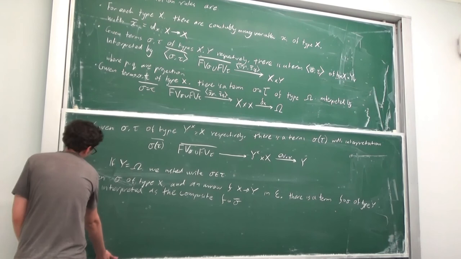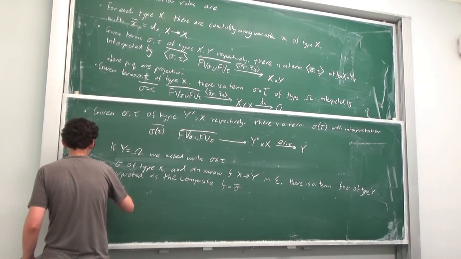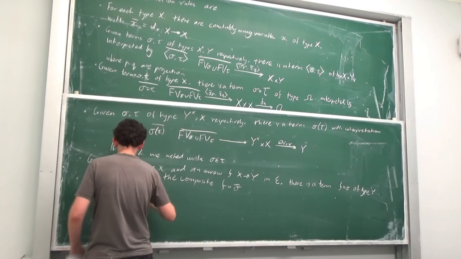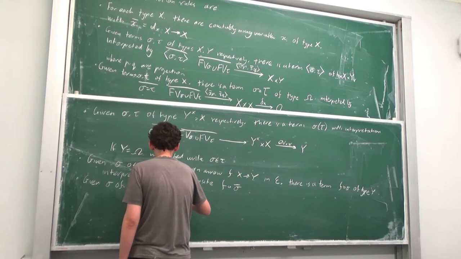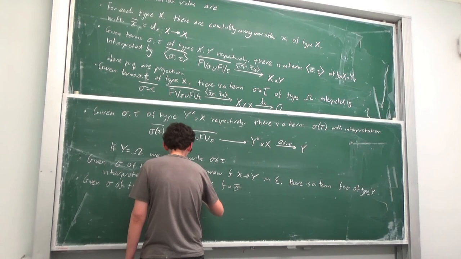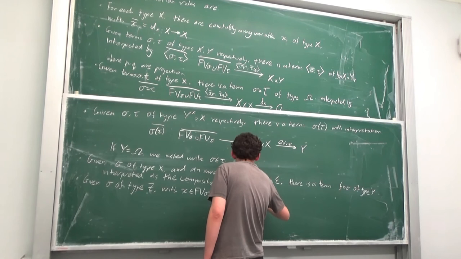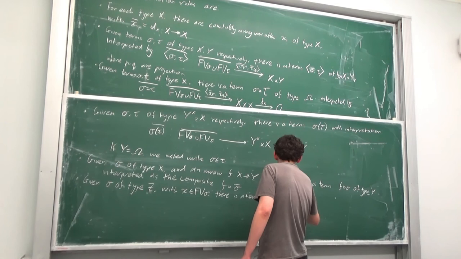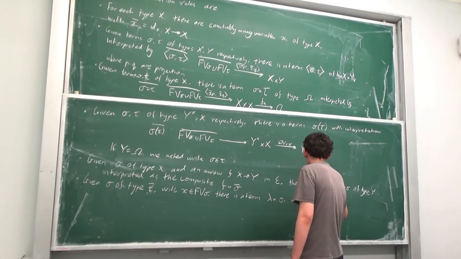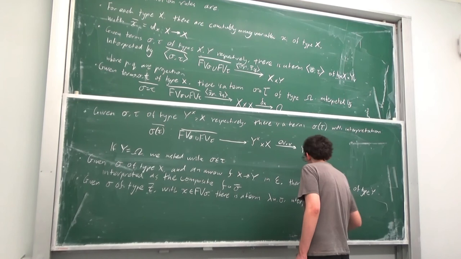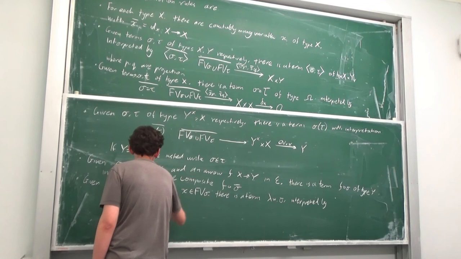And then the last one, given sigma of type z with x, so a variable x inside the free variables of sigma, there is a term lambda x dot sigma, interpreted by a map that goes from free variables.